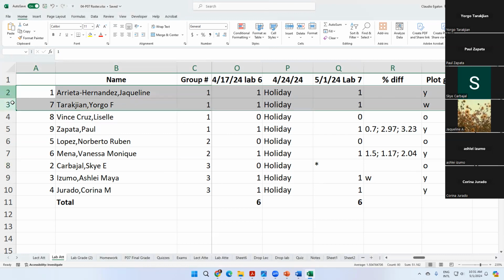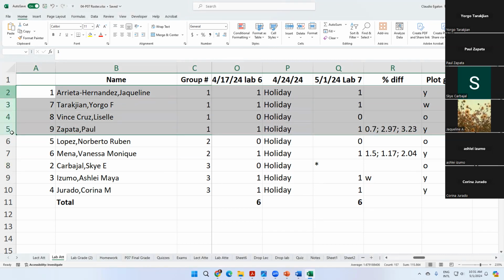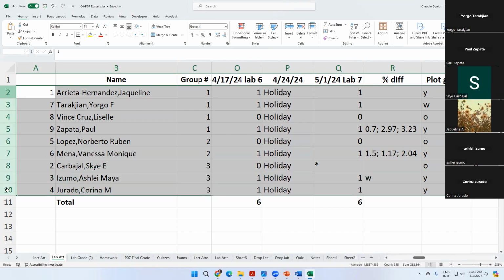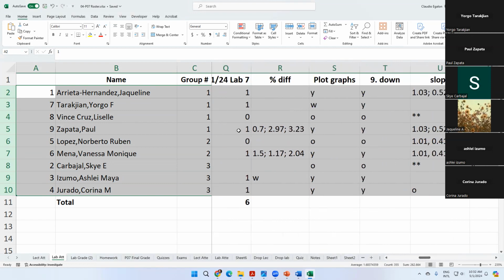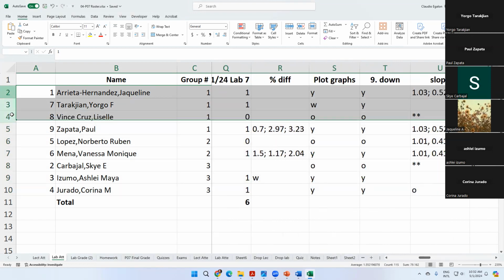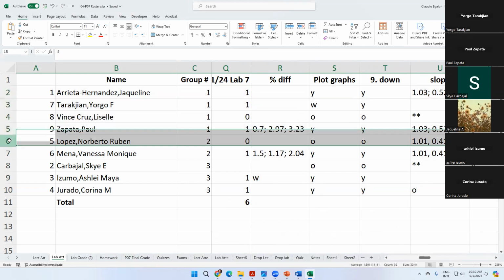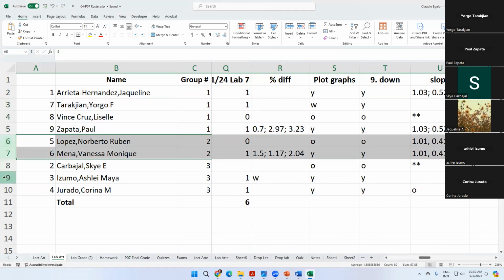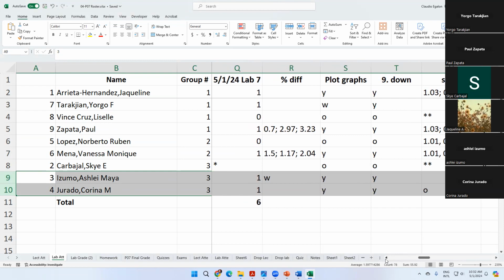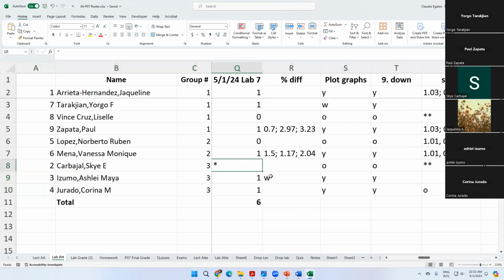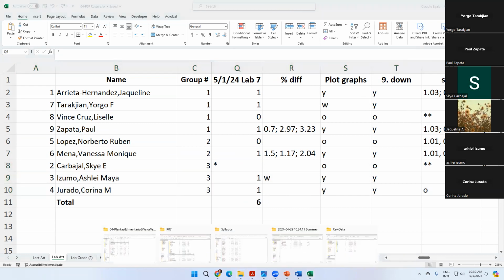So we have three students in group 1, just one student in group 2, and two students in group 3. Maybe Sky will show up here with us, right? Maybe three students, right? But let's go for our lab number 7.